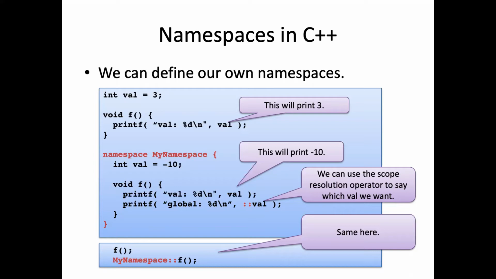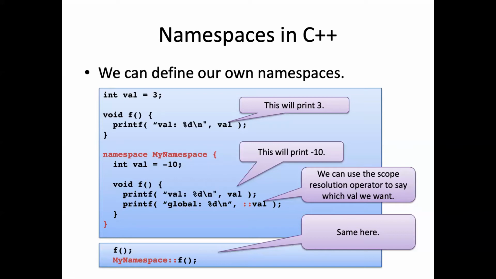Here's the syntax for it: namespace, and then whatever identifier you want. And then inside curly brackets, you can define any variables you want. They're like global variables, but they're defined inside this namespace, so they won't collide. Here, I deliberately make another variable val that has the same name as the one up here, but they don't collide.